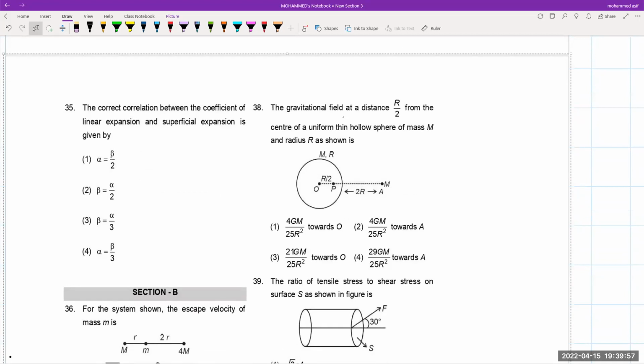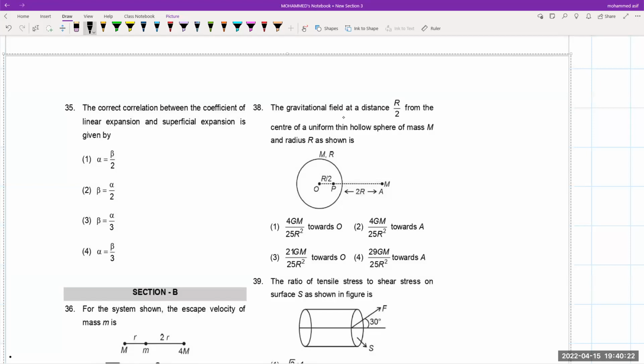38. The gravitational field at a distance r by 2 from the center of a uniform thin hollow sphere of mass capital M and radius capital R as shown in the figure will be equal to how much? See, field due to the hollow sphere inside everywhere is how much beta? 0. Then field is due to what right now for me? Mass only. And capital M is at what distance beta? At a distance of 2r from the surface.